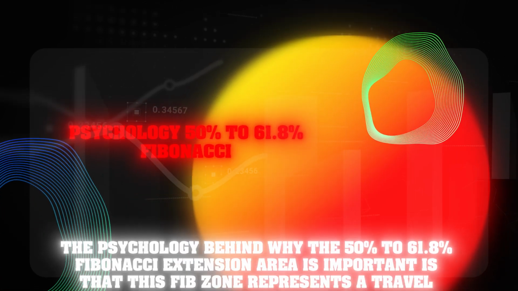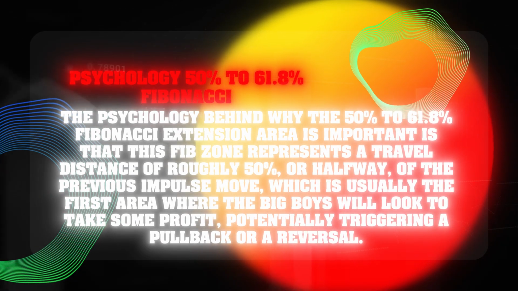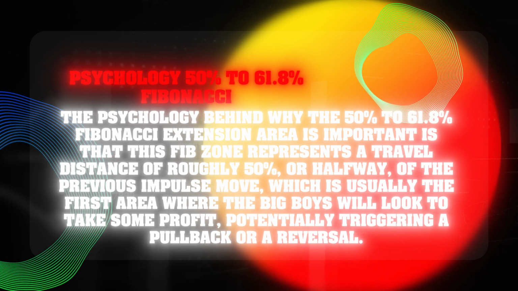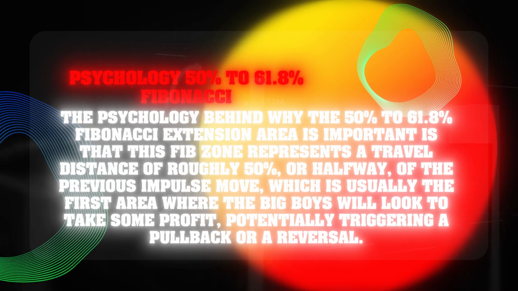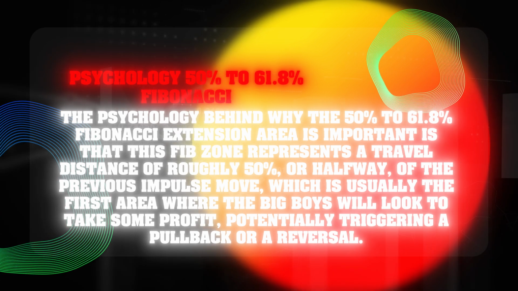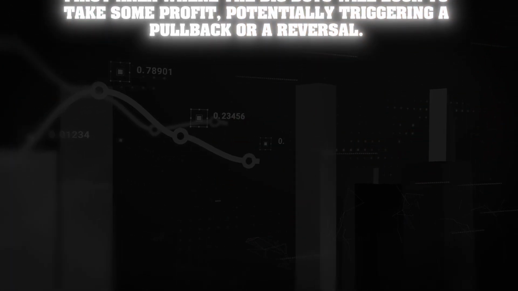The psychology behind why the 50% to 61.8% Fibonacci extension area is important is that this Fib zone represents a travel distance of roughly 50%, or halfway, of the previous impulse move, which is usually the first area where the big boys will look to take some profit, potentially triggering a pullback or a reversal.